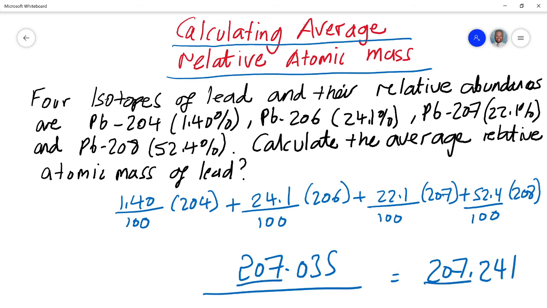Obviously, we will look at rounding off to 2 or 3 decimal places, but what I wanted you to understand from this question is you need to ensure the respective percentage corresponds to the individual isotope's atomic mass. That's basically how we work out calculating averages to get the overall relative atomic mass.